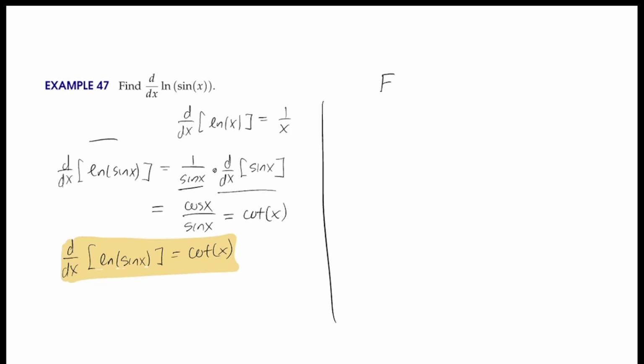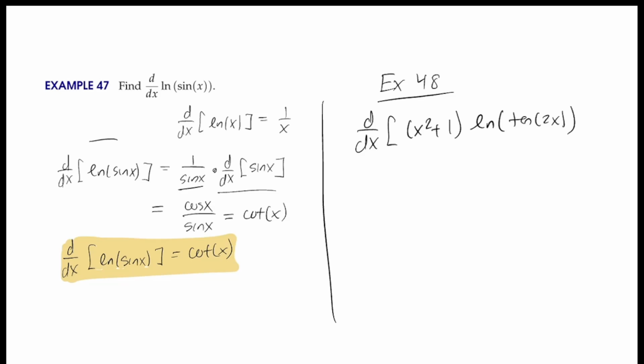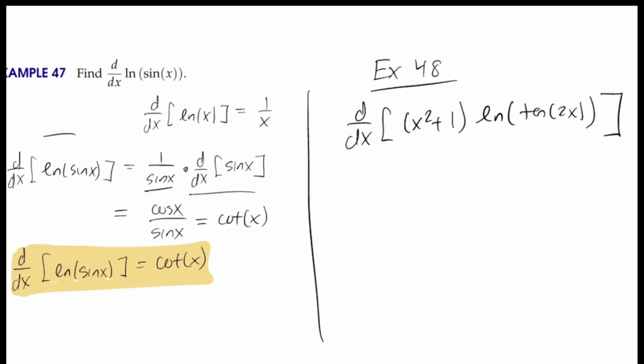Let's do another example. I'll call it example 48. And so let's do the derivative with respect to x of x squared plus 1 times the natural log of, let's do something like tan 2x. Okay. Zoom that in a little bit.